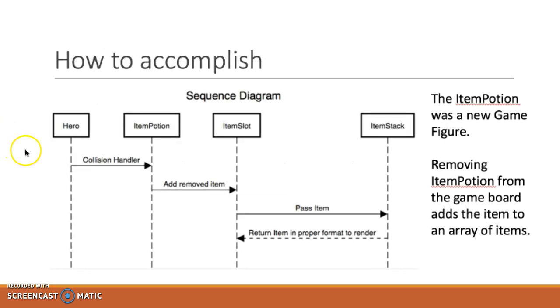The hero will have a collision handler that collides with item potion. Now, item potion is just a game figure I created, and that game figure will remove the item from the screen when the collision happens, and it'll feed into item slot. Now, item slot will be added into the game. We'll add the item into itself. We'll pass the item to item stack. Item stack will, of course, go to items, take the information it needs from there, format it, and return it to item slot so it can be rendered.